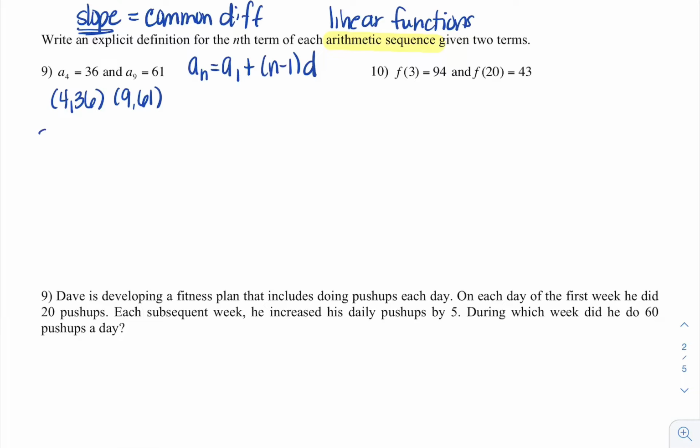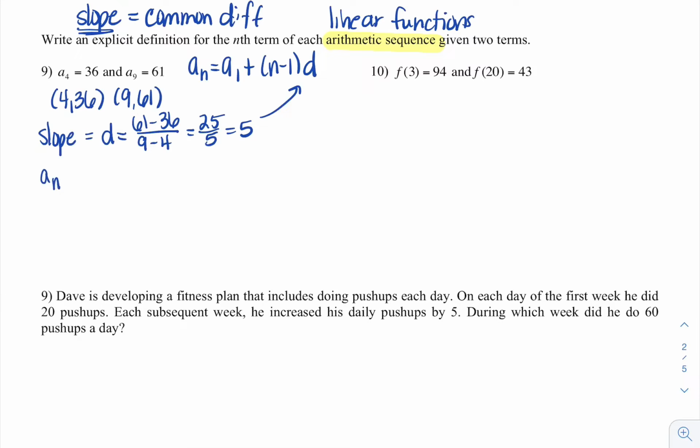So your slope, or your common difference, is equal to change in y, so 61 minus 36, over change in x, 9 minus 4. When you evaluate this, you can see this comes out to be 25 over 5, or a common difference of 5. So you have your common difference now. You have what's going to go right here in that spot for d. We'll take that common difference, take any one of these points, and you can use that to work backwards to get to the first term, or I'll show you a backup way in just a second.